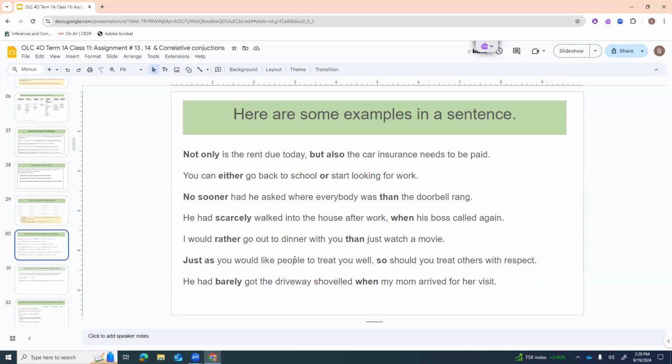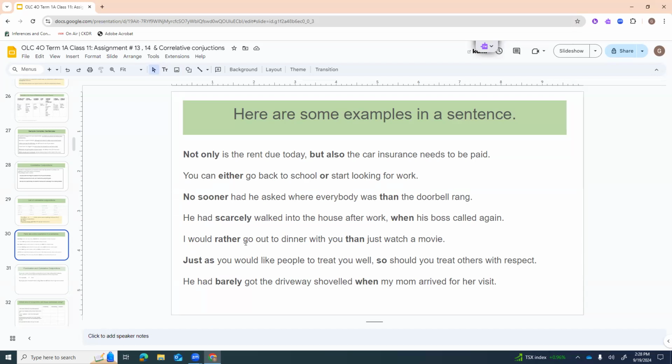So here are some examples in a sentence. Not only is the rent due today, but also the car insurance needs to be paid. You can either go back to school or start looking for work. No sooner had he asked where everybody was than the doorbell rang. He had scarcely walked into the house after work when his boss called again.